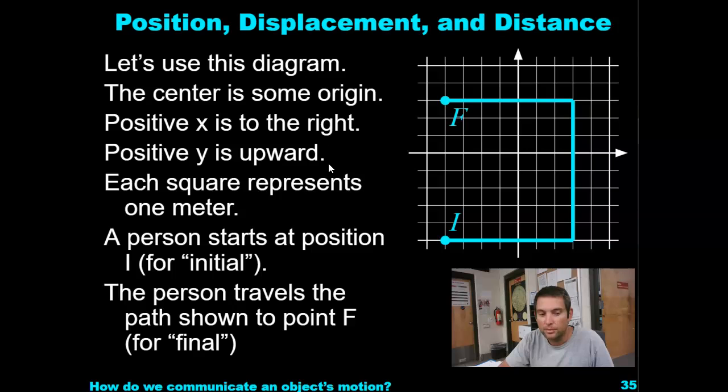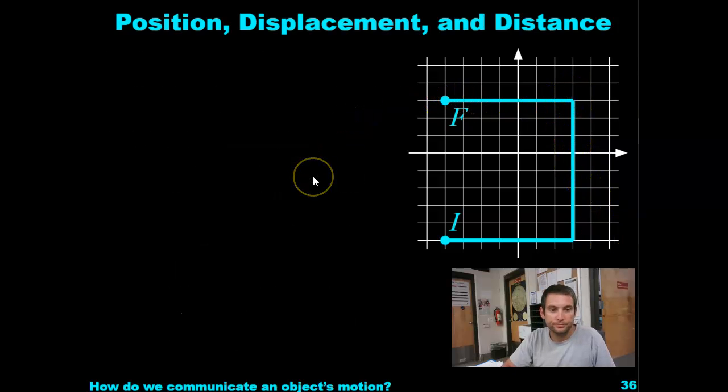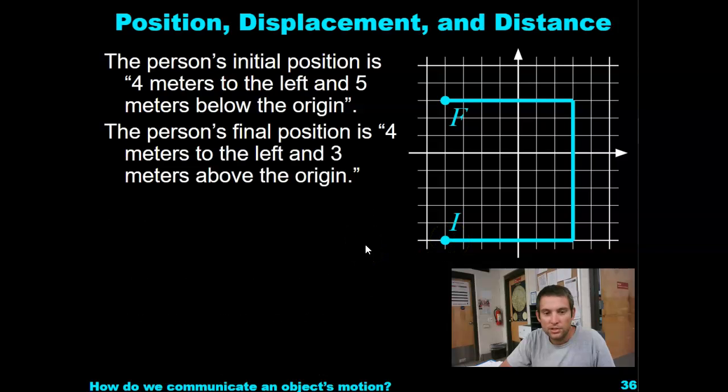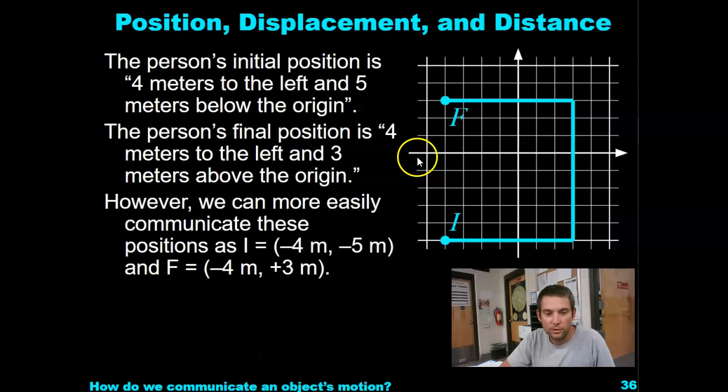Person sits at position I for initial and travels the path shown, so along this blue line, to the F for final. The initial position is 4 meters to the left, 1, 2, 3, 4, and 5 meters below the origin, 1, 2, 3, 4, 5. Person's final position is 4 meters to the left, 1, 2, 3, 4, and 3 meters above the origin.